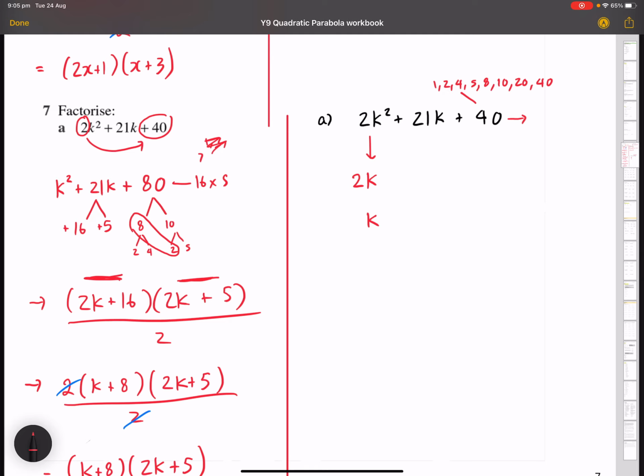possibilities. Here we go. So the first set will be 1 times 40, so 1 and 40. Or you could have 2 and 20. Or you can have 4 and 10.